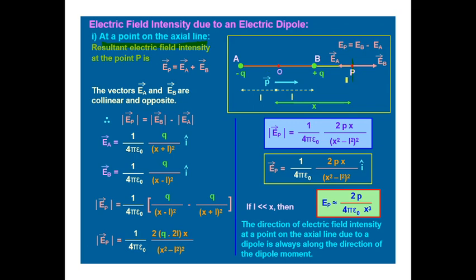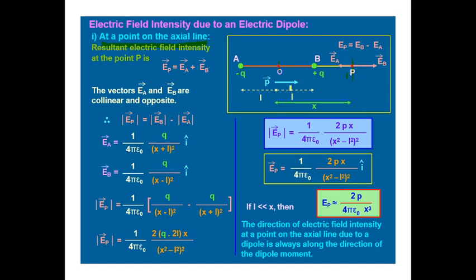The electric field intensity is to be calculated at a distance x from the center of the dipole. It is taken as distance x from the center of the dipole, and the dipole half-length is L from the center up to each charge, which means the total length of the dipole is 2L.